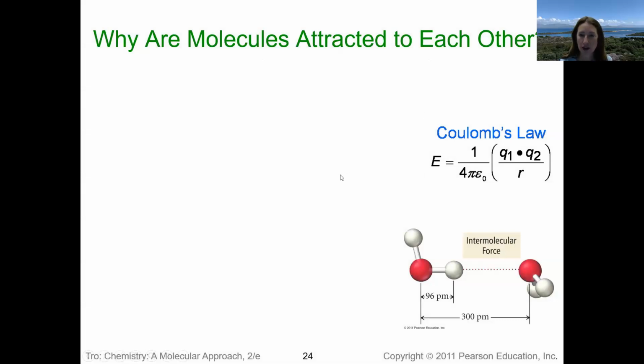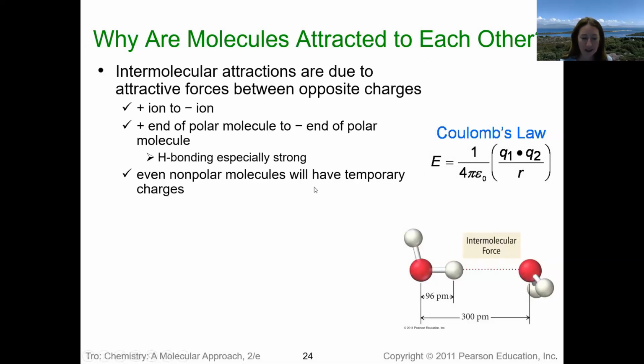So why are molecules attracted to each other? Remember Coulomb's law? Opposites attract, right? Again, you don't need to know the math of this. You just need to remember that this is charge, so this is like a positive one or a negative one or a negative two. And this is distance, how far they are from each other. So intermolecular attractions are due to the attractive forces between opposite charges.